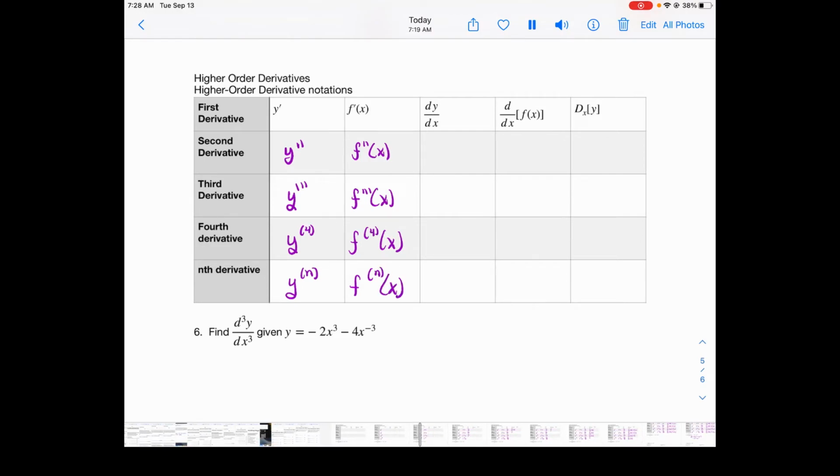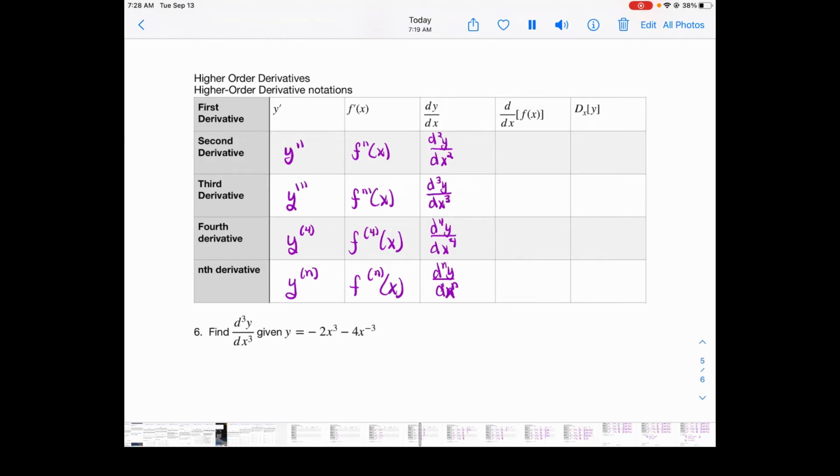Now, it's a little bit different when we do the dy dx notation. So the second derivative of y with respect to x looks like this. For our third derivative, we write d3y over dx cubed. And for our fourth derivative, this is the fourth derivative of y with respect to x. And notice we didn't add the parentheses. The same thing goes on forever. So we don't worry about parentheses when we're doing the dy dx notation.